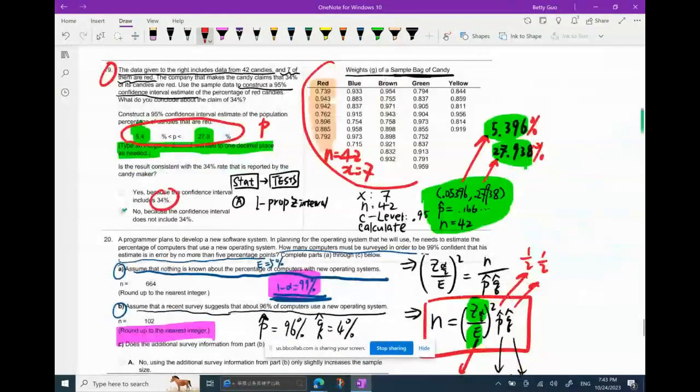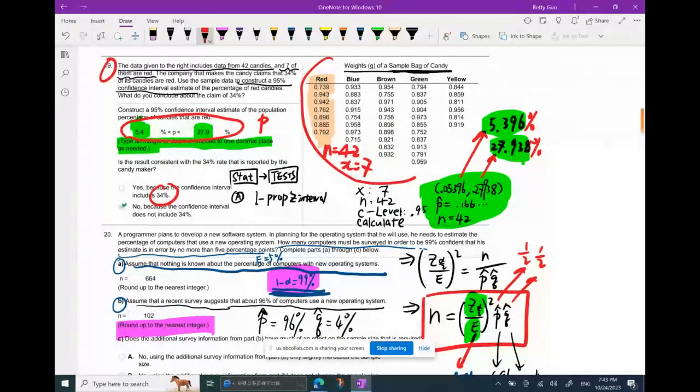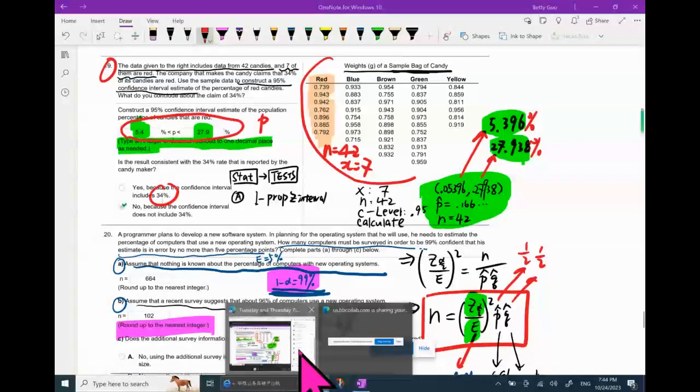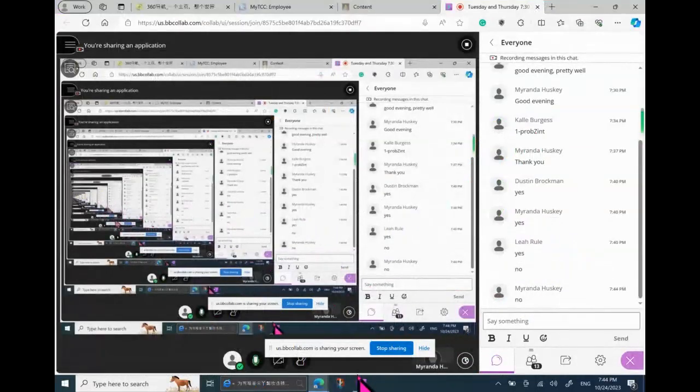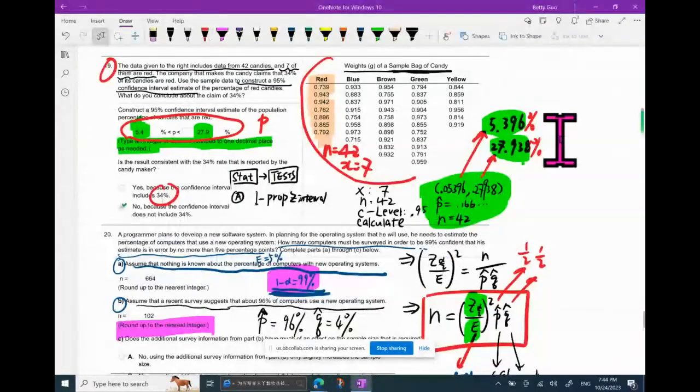All right, any question about number 19? We went over how to use the TI-84 calculator. The function name is 1-PropZInt to construct a confidence interval estimate for the population proportion with the given confidence level. Any question about that? Be very careful. What are you going to enter in the cell? Not the decimals that are equivalent to the percent. Instead, we're going to enter the percent value because the percent sign is already given.